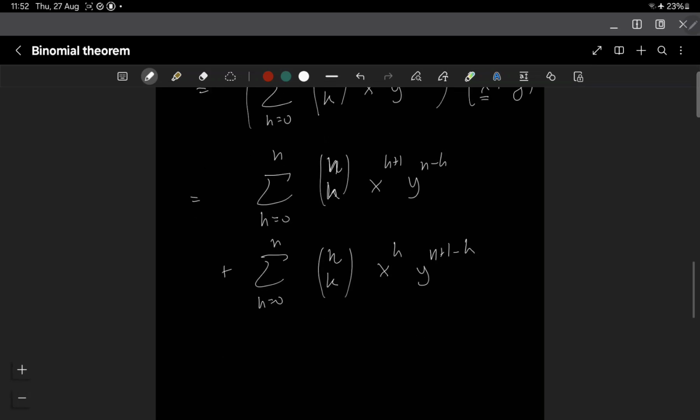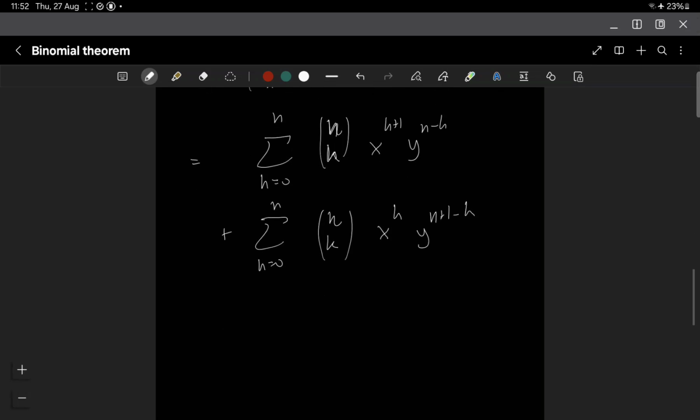So let us clean this up a little bit. First of all, what I can do is write the first term as the sum from 0 to n minus 1 plus the last term, when k is substituted with n. So this is equal to the sum as k goes from 0 to n minus 1 of n choose k times x to the k plus 1, y to the n minus k.